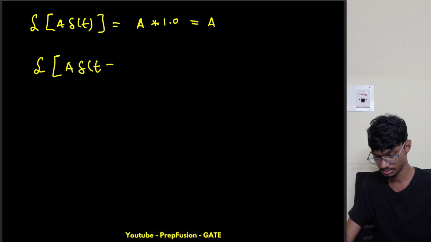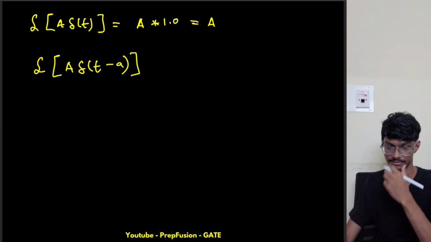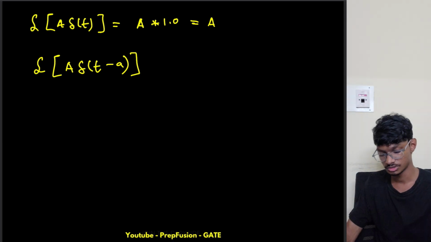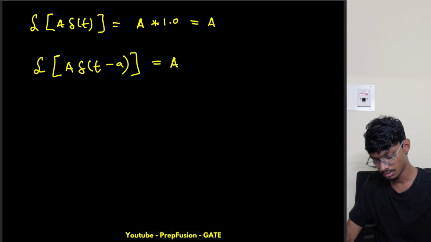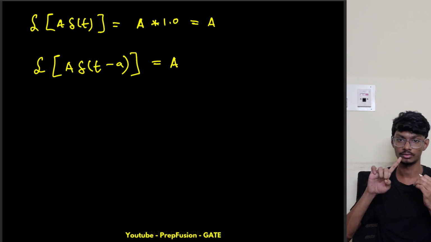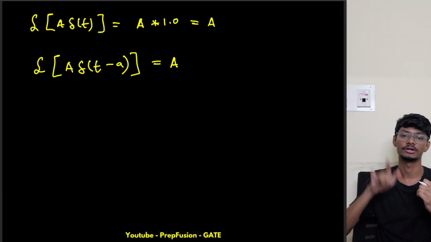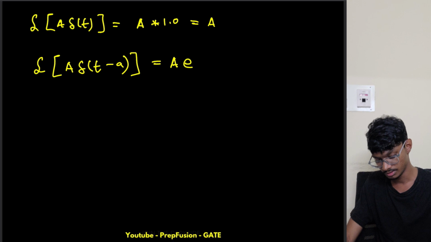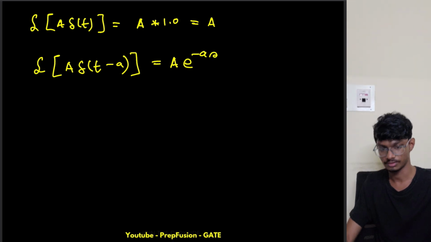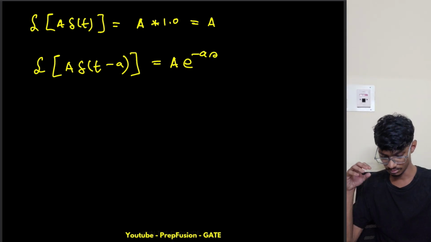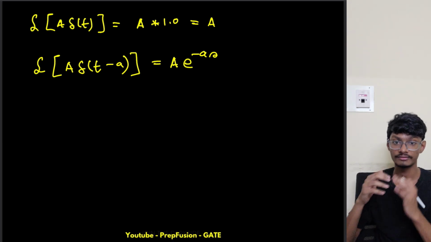Delta of t minus a, because a is constant only. So a will come outside, but for t minus a, we have to multiply the exponential, and the Laplace transform of delta of t is 1 only, so it will be e raised to power minus as. Okay, so these are the three very important signals.